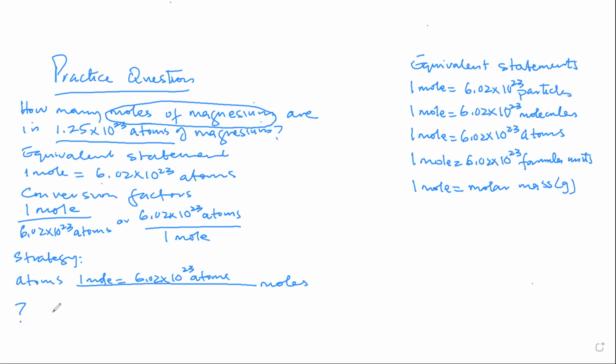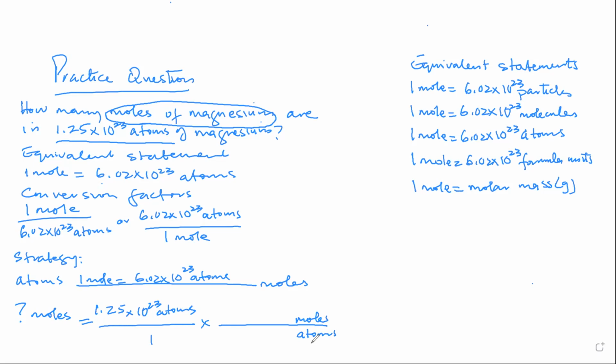So we want to figure out the number of moles. We write what we know as a numerator, atoms over 1. Then we repeat the same unit, and then we are going to moles. We write the same unit so we can get rid of it, because we want the moles.